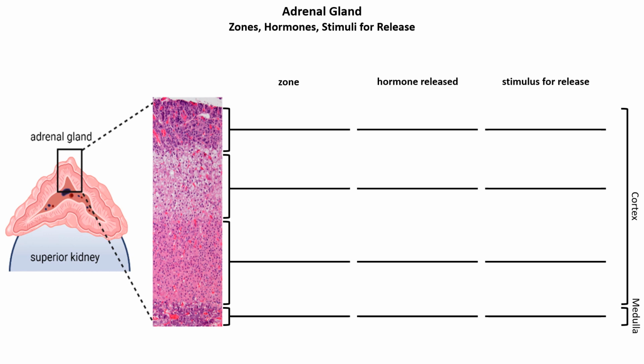So the outer zone is known as the zona glomerulosa. The next one, moving towards the interior, is the zona fasciculata. The zone that is deep to that is known as the zona reticularis. And as I said just a moment ago, this innermost layer is simply known as the adrenal medulla.